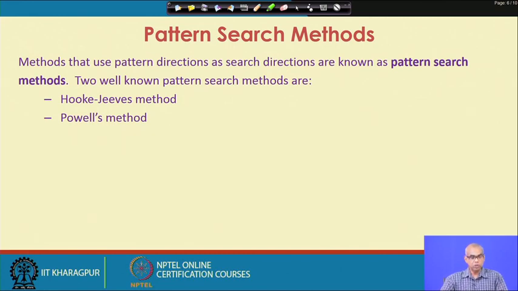Now, the methods that use pattern directions as search directions are known as pattern search methods. So, pattern search methods are defined as those techniques which use pattern directions as their search directions. There are two well known pattern search methods, and we will consider both. The first one is the Hooke-Jeeves pattern search method, the other one is Powell's method. It is also known as Powell's conjugate direction method.